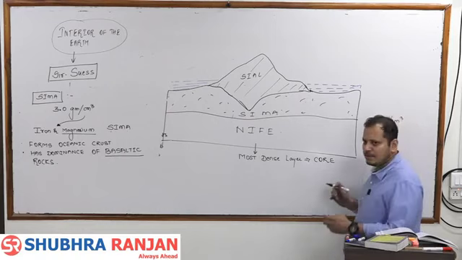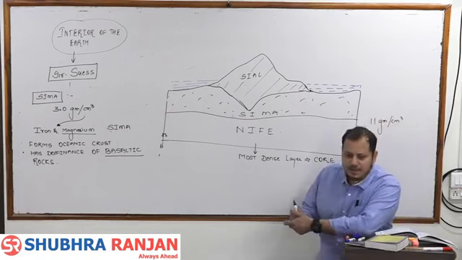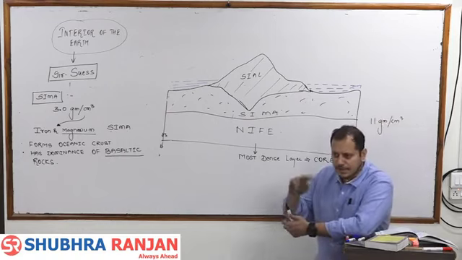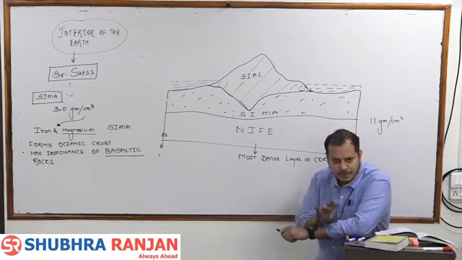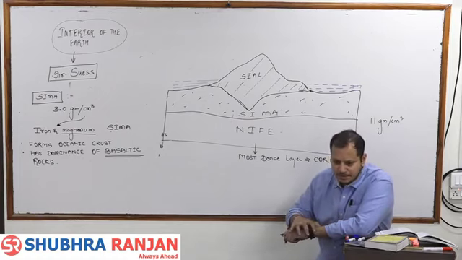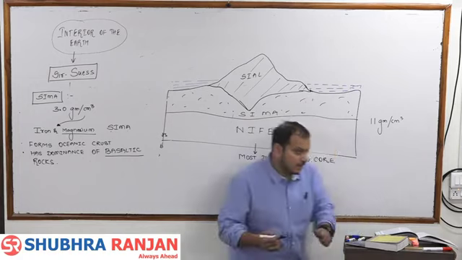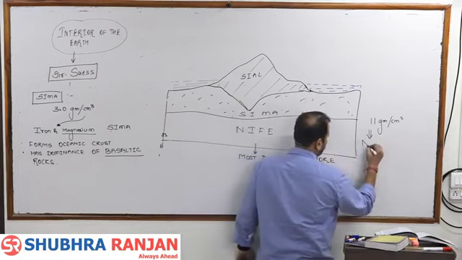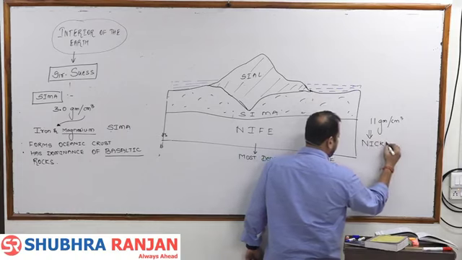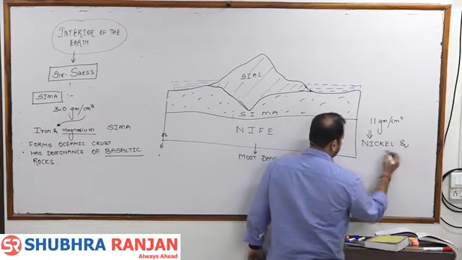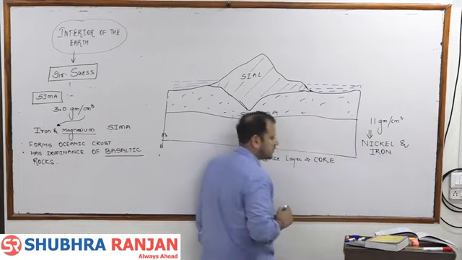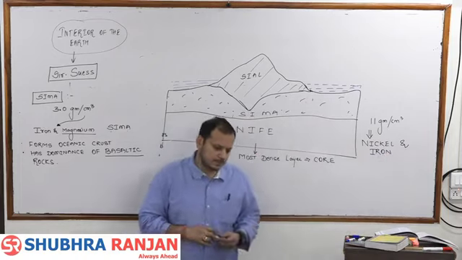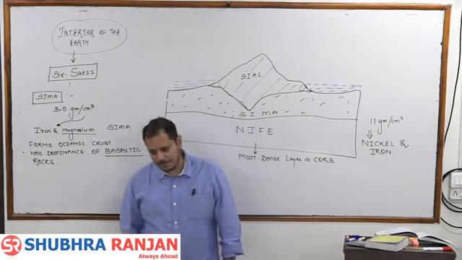Some books give 12, some books 11. NCERT says 11. Don't worry, one more or less. Sometimes it is 11, sometimes 12. So 11 grams per centimeter cube. Why? Because it has dominance of nickel and iron. Nickel and iron.